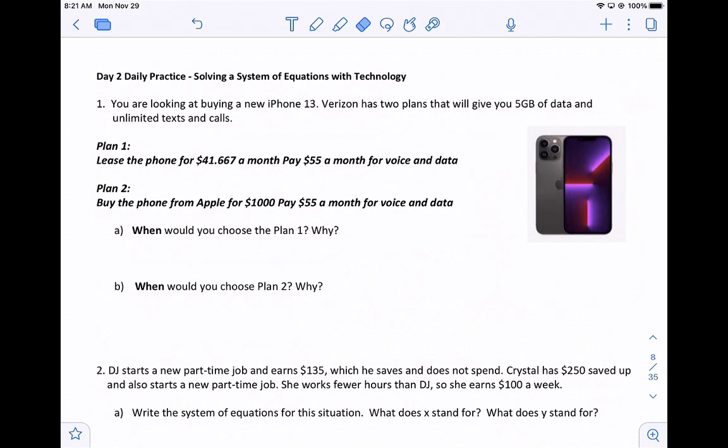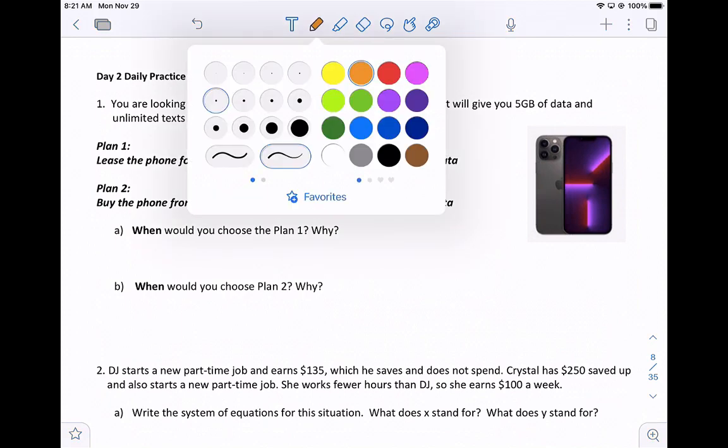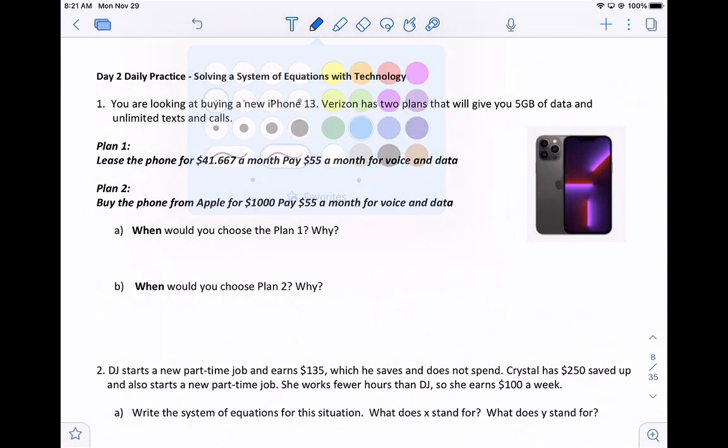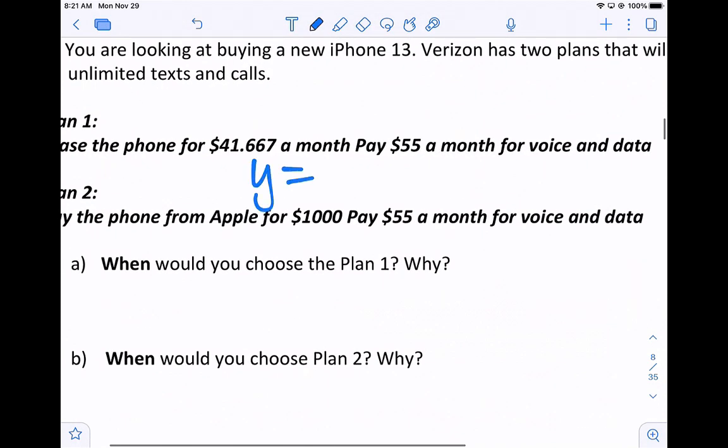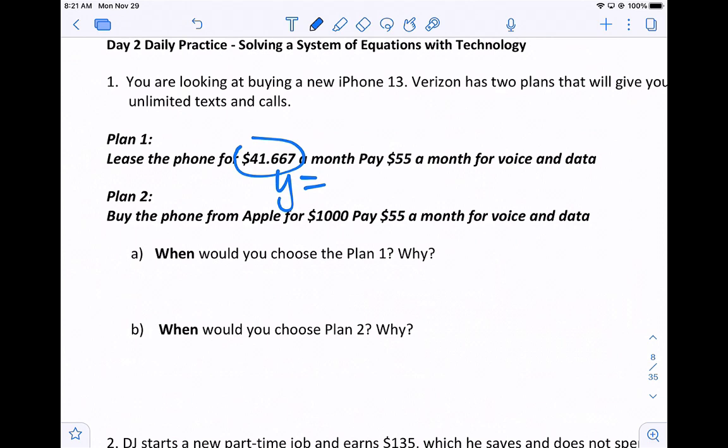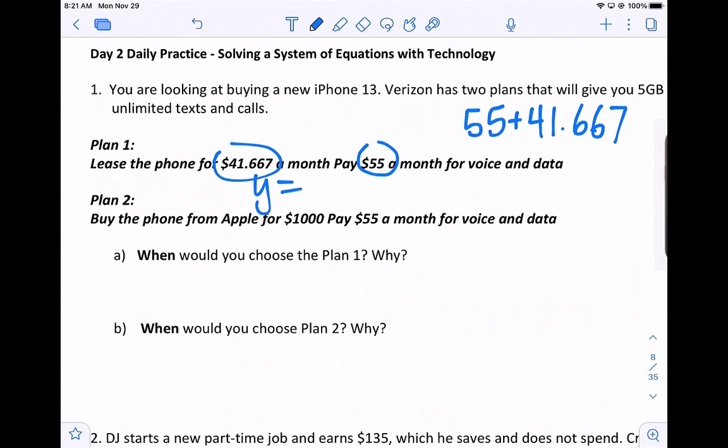Okay, so again, first step is I would start out by writing the equations. So the first one, I'm going to make blue. So y equals, so if you lease the phone, you have to pay a monthly charge, and then you also have to pay the $55 per month as well. So I'm just going to add these two together. So 55 plus 41,667. What does that equal? So that is about 96,667. This is how much you pay per month.